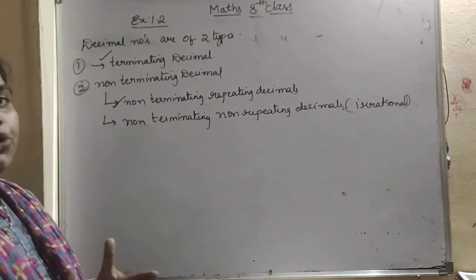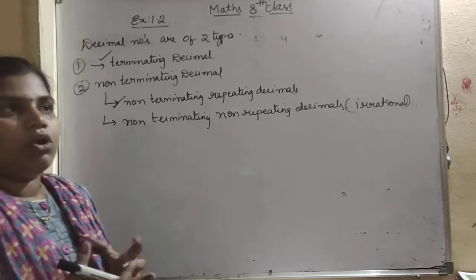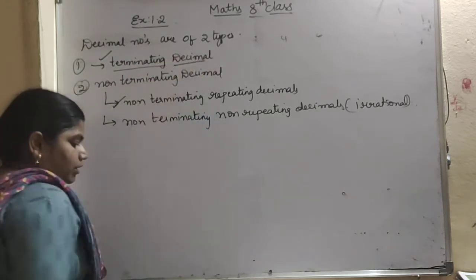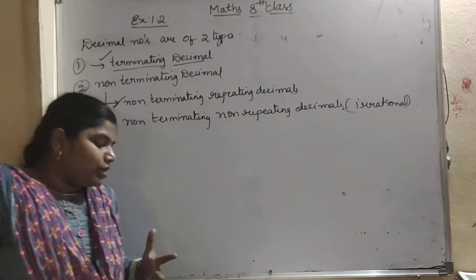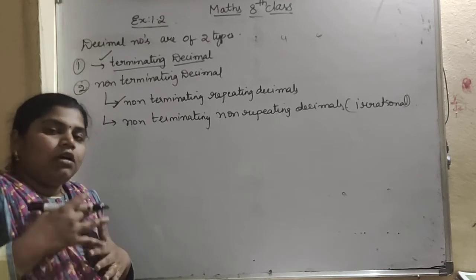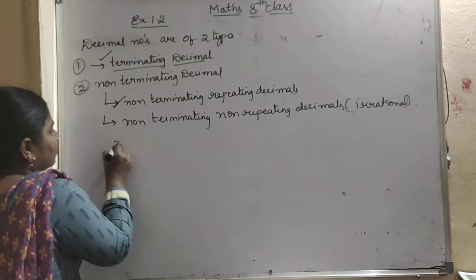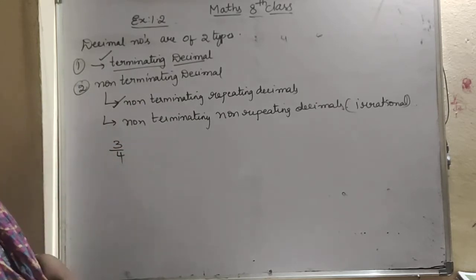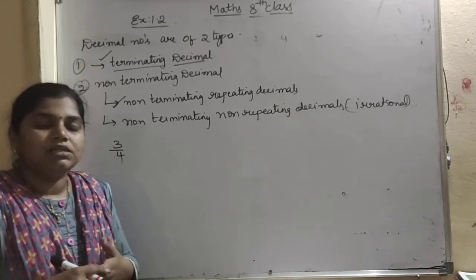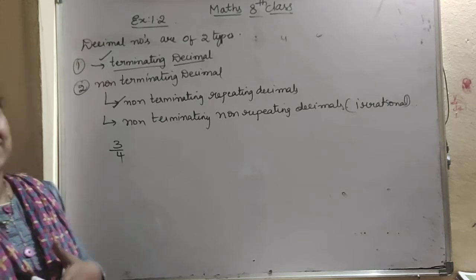Terminating means what? Ending. Okay, so non-terminating means it will not have any ending point. What do you mean by terminating decimals? Terminating decimals are those numbers which come to an end after a few repetitions. Suppose I am taking the example of 3/4. If you are getting the remainder as 0, they are called terminating decimals. If you are not getting the remainder as 0, they are called non-terminating decimals.